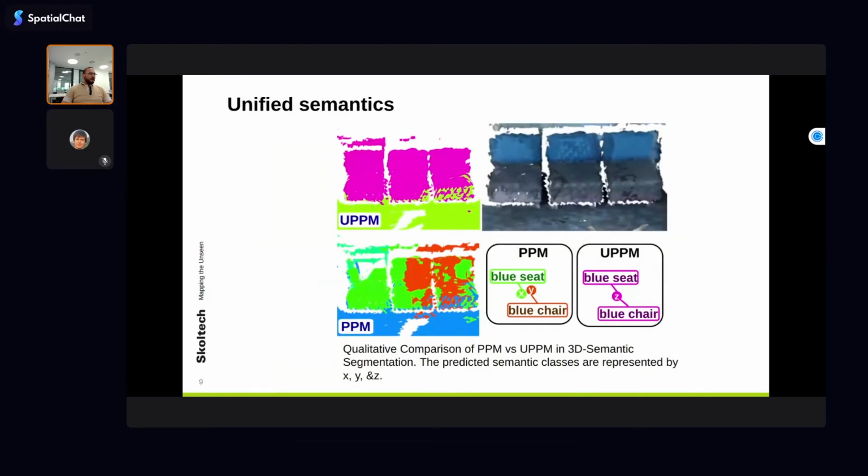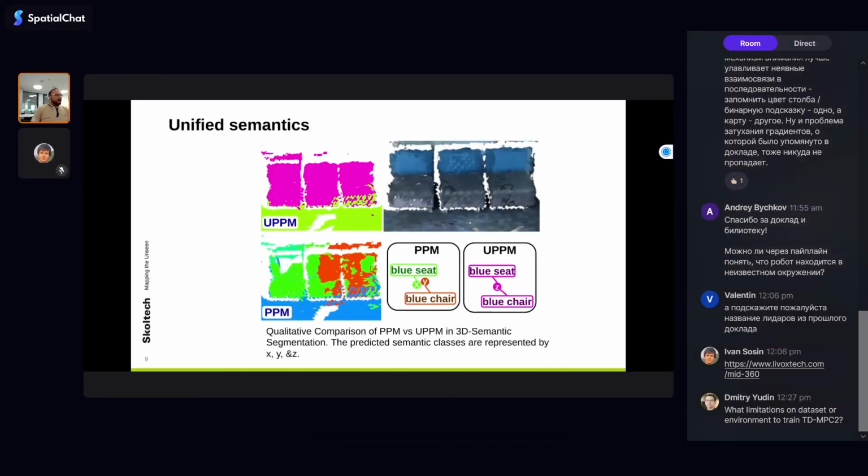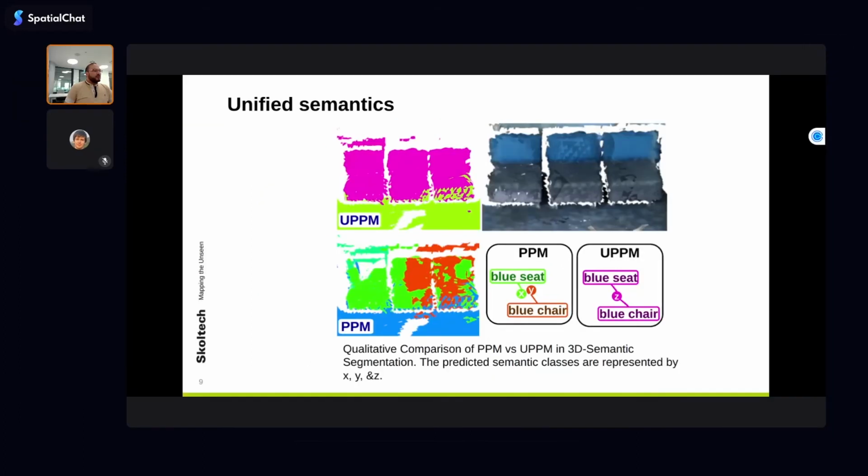If you didn't get what I was saying, again, I show you the result for UPPM, and it looks like this. In PPM we have different labels over the sequential frames. For the same chair, the model called it blue seat one time, then called it blue chair. So we try to unify the labels into one and assign to them the same category ID.